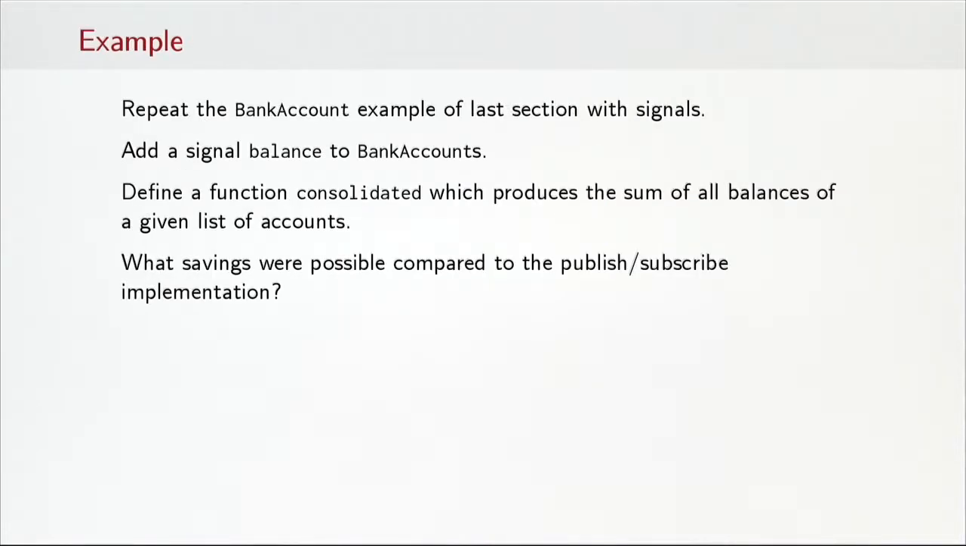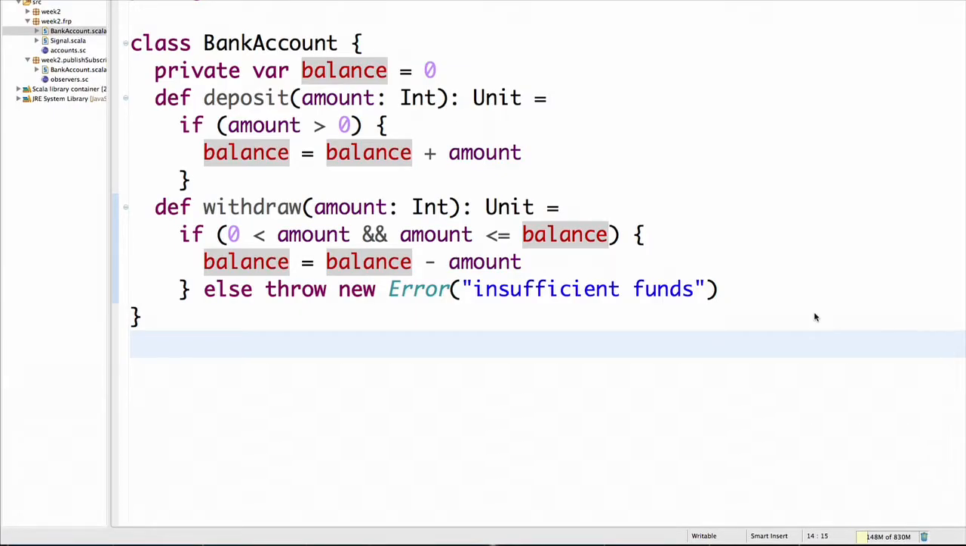We're going to repeat now the bank account example we've seen in the last section with signals. We will add a signal called balance to bank accounts, and we will define a function consolidated which produces the sum of all balances of a given list of accounts. So I have on screen my class bank account from essentially the original example without any event handling, deposit and withdraw methods, and this variable balance.